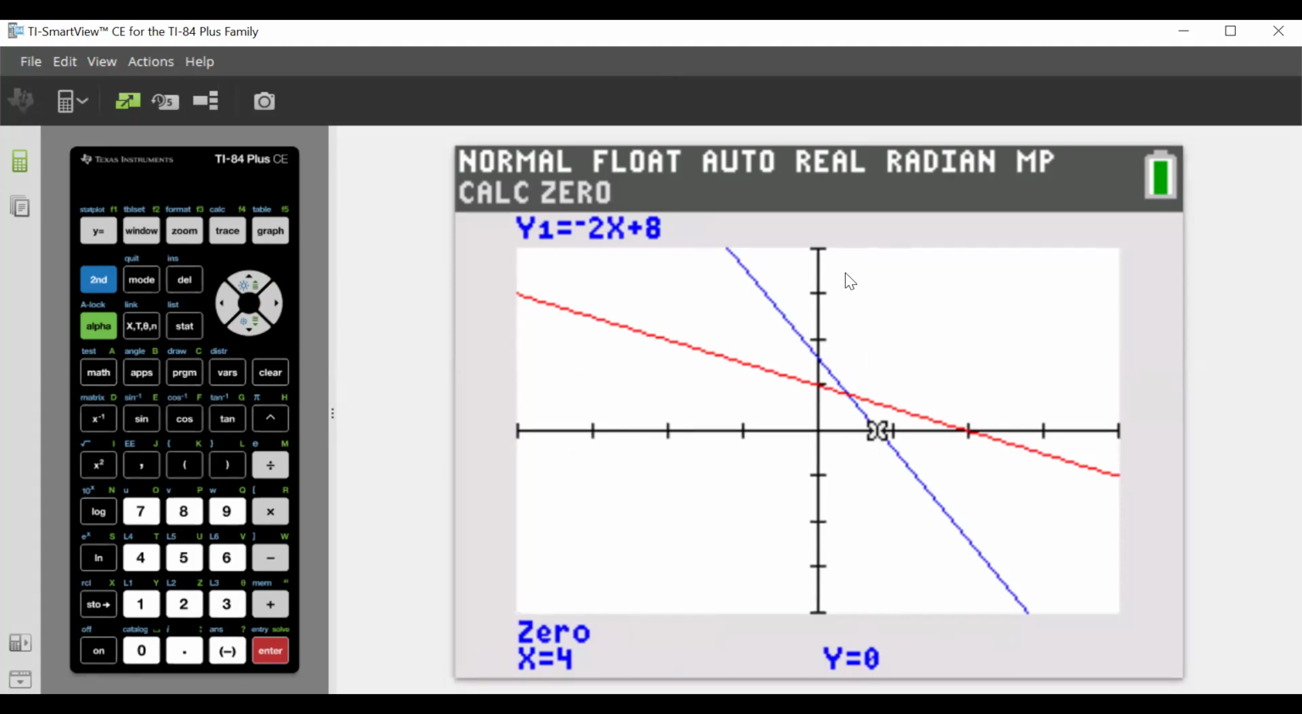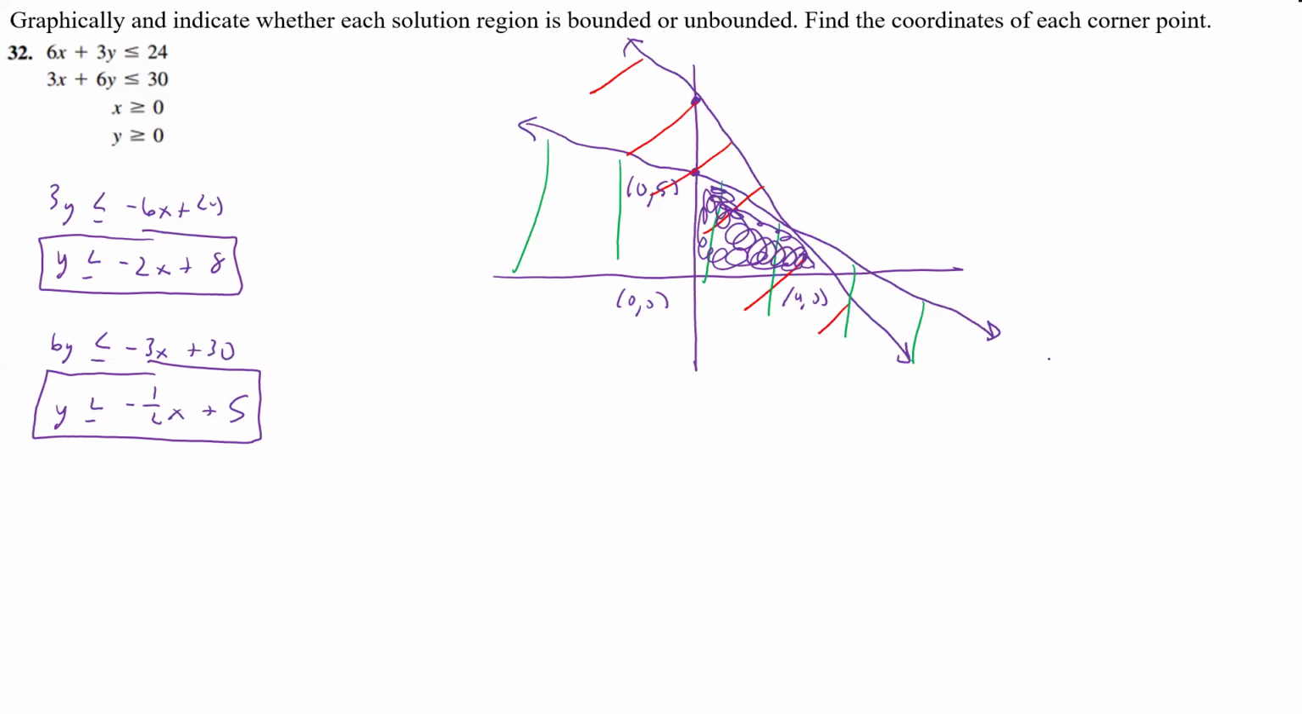And so then the last one up here, that was the 2, 4. So let's write that one in. So we've got our points there, we've got our region, and so that's how we can solve these graphically. Okay. All right, so that took a while. So let's stop there and we'll come back for some more.